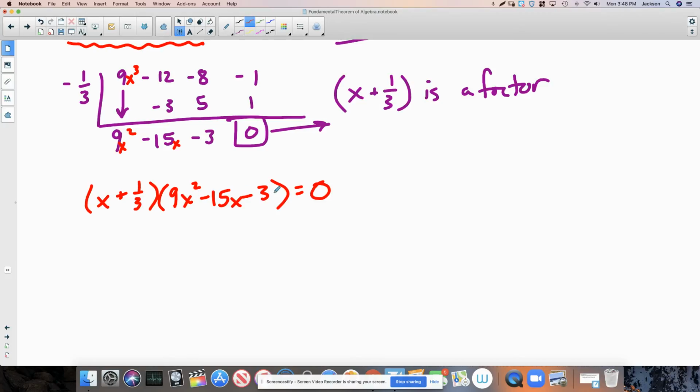When you look at this trinomial and you see the numbers that are listed here, 9, 15, and 3, all of these numbers are divisible by 3. So what I'm going to do is factor a 3 away from all of this, and instead of putting it right in front, I'm going to move it all the way up to here. So this is 3x squared minus 5x minus 1, and that's equal to 0.